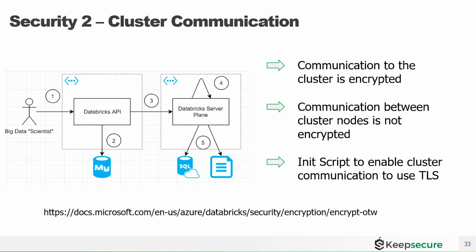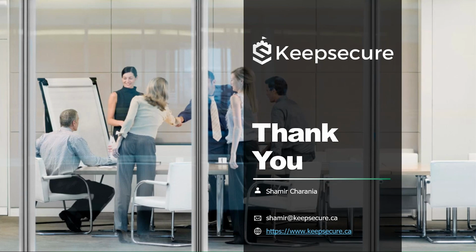And the second one is cluster communication. This is one that often gets missed. The communication between all the different clusters when they're combining their data together is done insecurely by default. TLS is not enabled between those clusters, and you would have to create basically an init script to set that up. So that brings us, I believe, to the end.